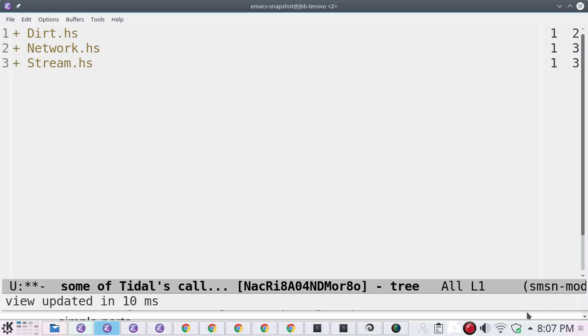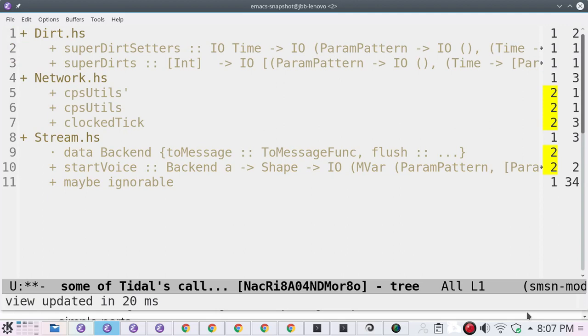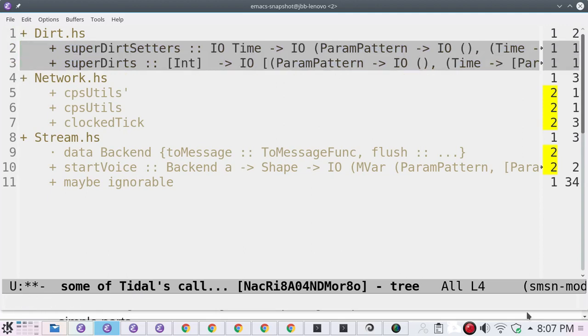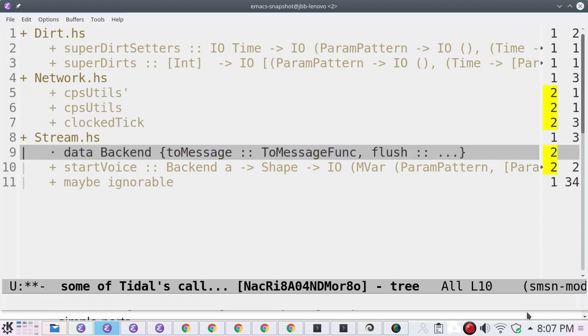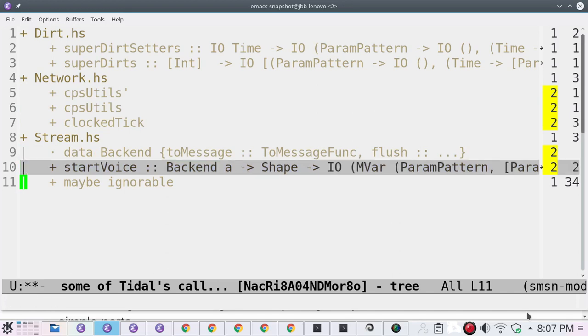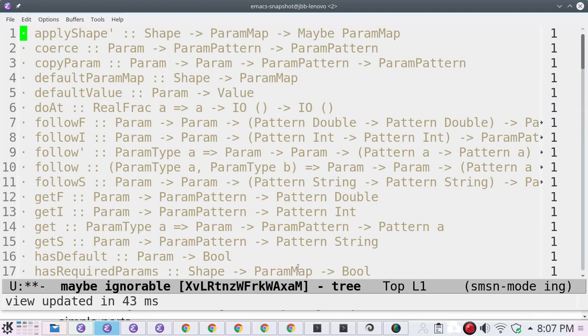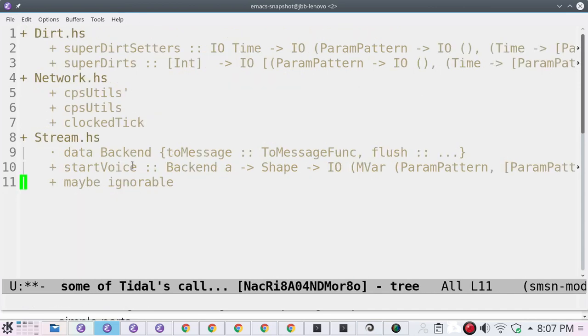So here's the three files that I was looking at. And if I unfold that to two generations, we see the files and some top-level functions in them. These are functions, and this is a data structure that's defined in stream.hs. This is a function that's defined in stream.hs. And these are some functions in stream.hs that I hope are ignorable, right? This is the maybe ignorable category. So all that stuff, I'm hoping I don't have to think about it because it's a lot of stuff. So anyway, that's why I stuffed it into that maybe ignorable category.